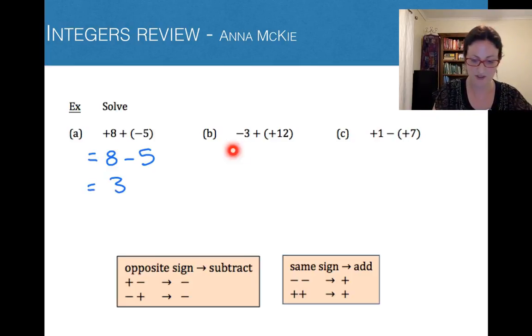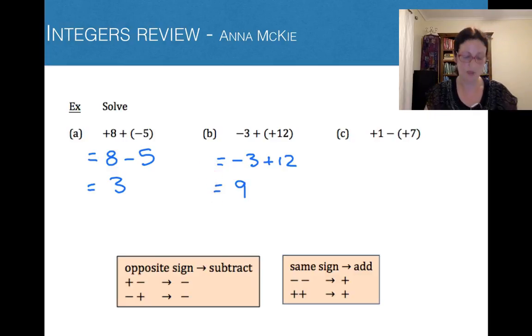Next question. -3 add +12. We need to tidy up the double signs first. So we have -3, we have two signs that are the same, and when the signs are the same, we do an addition. So we have -3 plus 12. Equaling that together, we get 9. Noticing that our equals are all lined up, that's a really neat, important thing to make sure you do.